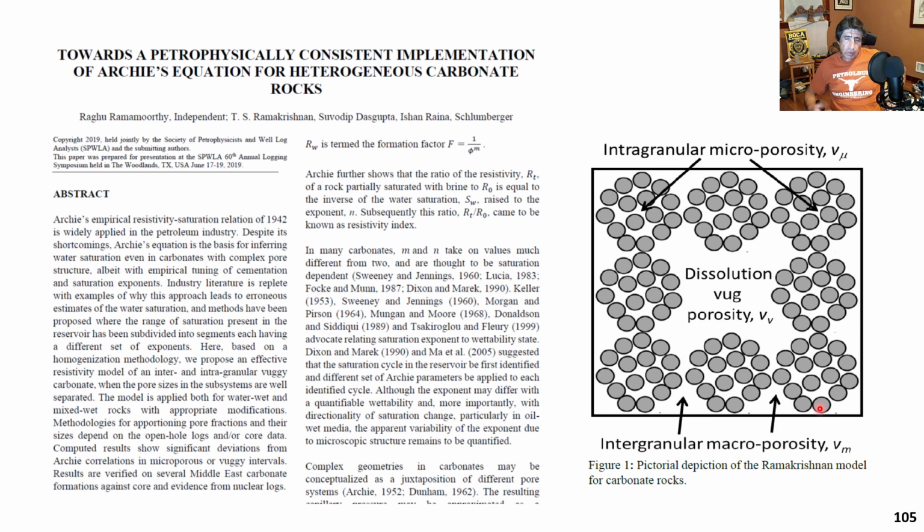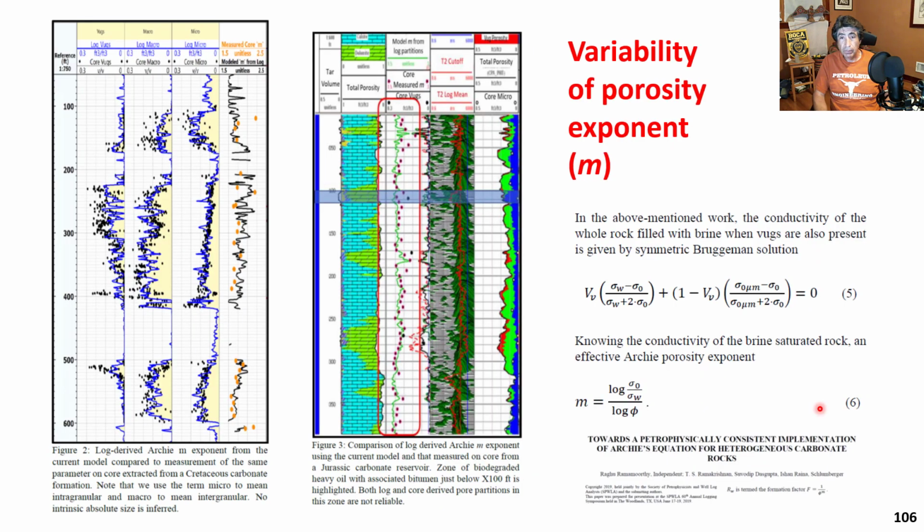Evidently, if you were to plot the pore size distribution of these rocks, it will be bimodal or trimodal. And so what they do in this paper is that they explore this particular description of the pore space, and they come up with a way, using effective medium theory, to quantify the variability of the M exponent on account of the bimodality between microporosity and macroporosity due to vuggy pore space.